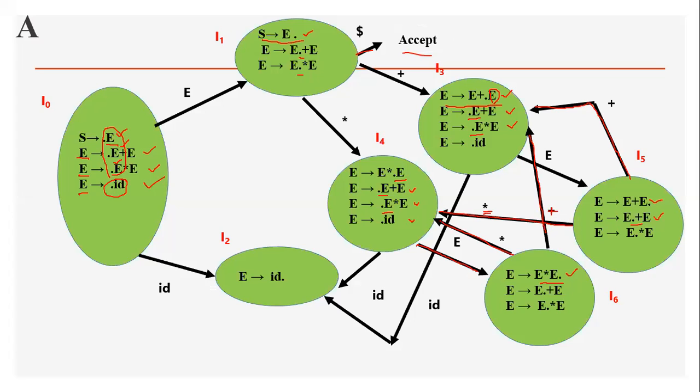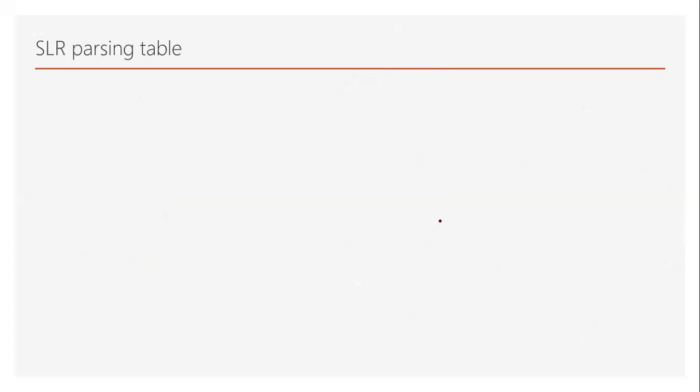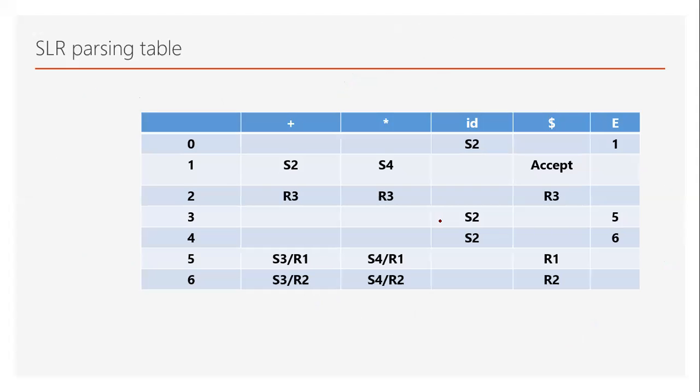Now, our next job is constructing the table. Okay, if you are constructing the table, SLR parsing table, look at this. We are having sixth state. Okay, all sixth state, and then we are having a symbol plus star ID dollar. Okay, dollar will always be there. So terminals in the productions are plus star and ID. Non-terminal is E.